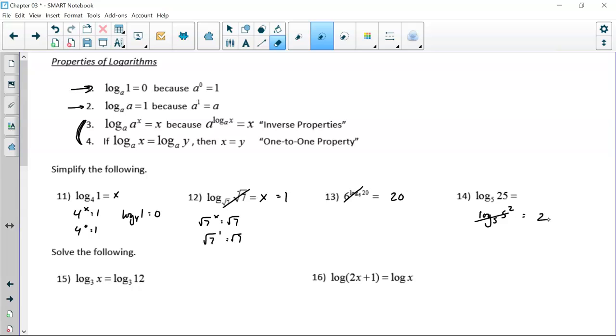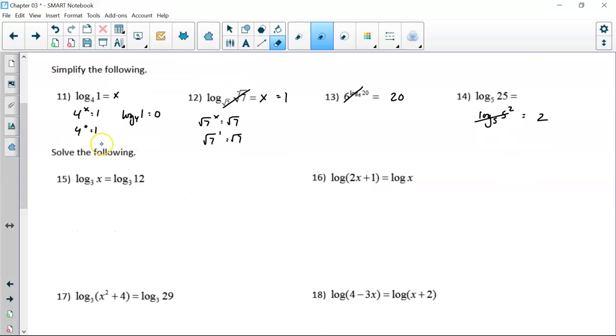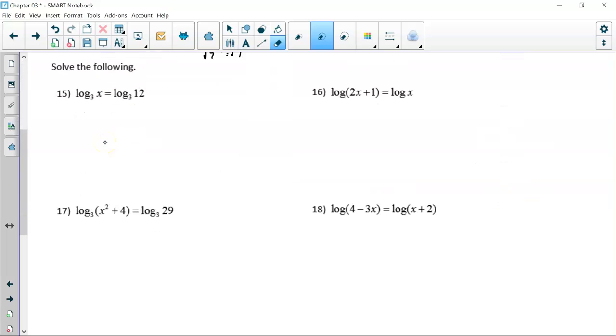Let's do some examples using the inverse properties and change a base and all that. So now if you see log base 3 of x, log base 3 of 12, they both have the same log base. So by the 1-to-1 property, x equals 12. And we'll do a quick check. Log base 3 of 12 equals the log base 3 of 12. And you want to check these. You can see it's the same on the left and on the right. We're good.